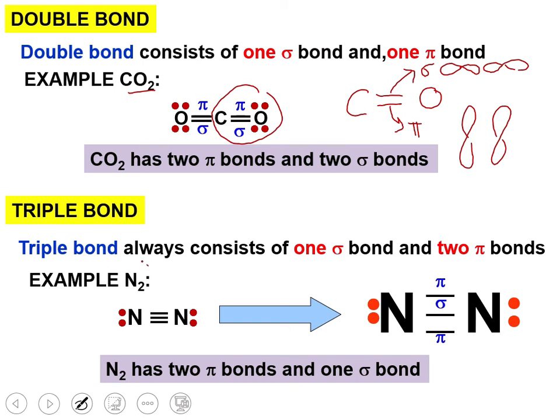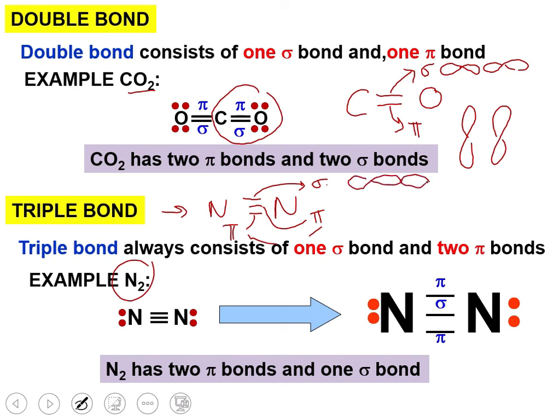Next, triple bond, for example in N2. So N triple bond N. Like before, the first one we call a sigma bond, the second one a pi bond, and the third one a pi bond. So here you have one sigma bond and two pi bonds. Meaning that end to end is one, side to side is another, and another side to side. To form a pi bond, you must have parallel orbitals.